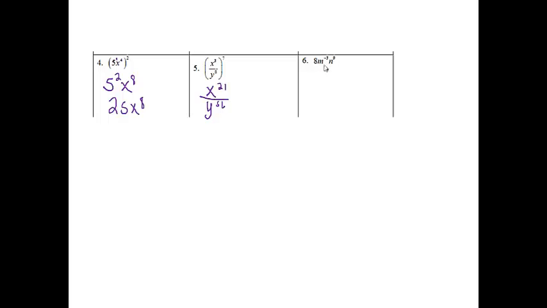All right, on number 6, it looks like it's done, but I do have a negative exponent, so I do need to take care of that by moving that specific term down to the bottom. So the 8 and the n to the 9 get to stay where they are. The m moves down to the bottom, and it becomes positive.